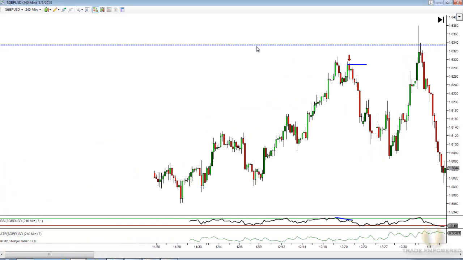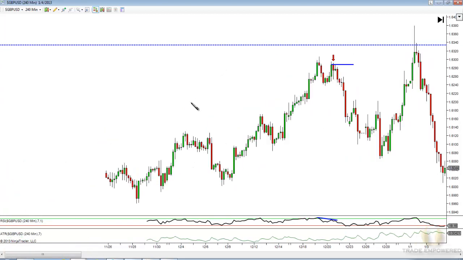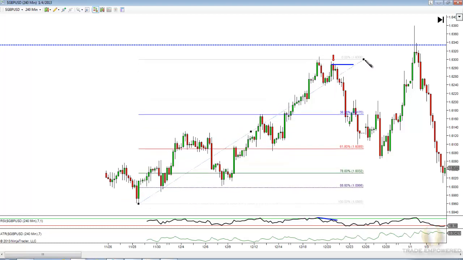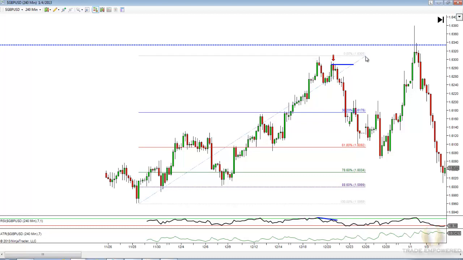For my targets, taking the last move. So if we know how to measure our ebbs and flows again, I'm going to take from this swing low to this swing high. I'm going to look for my 382 for target 1 and my 618 for target 2. Make sense? Hopefully it makes sense.